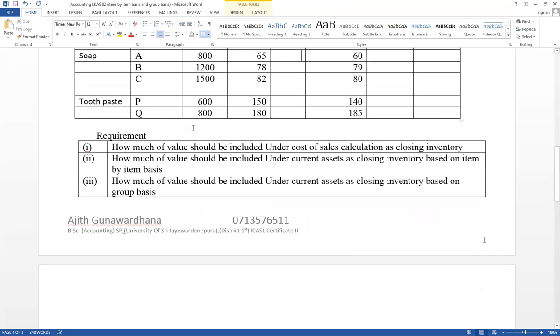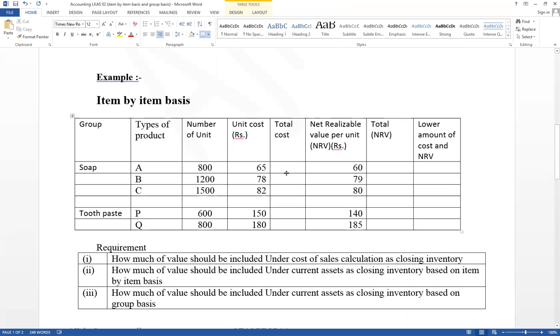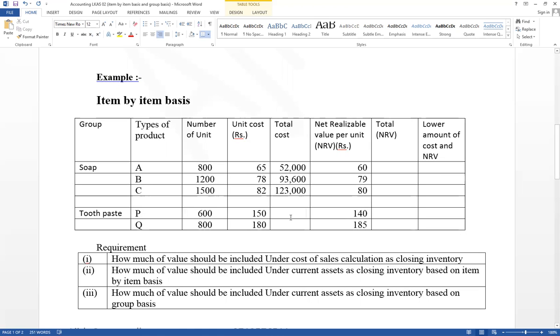Right. First one, take the cost value. Quantity is given, 800 into 65, 52,000. And the next one, 1,200 into 78, therefore 93,600. Next one, 1,500 into 82, 123,000. Cost value should be calculated based on the matching concept. Under cost of sales calculation, cost value should be included. And the next one also, 800 into 180, 144,000.